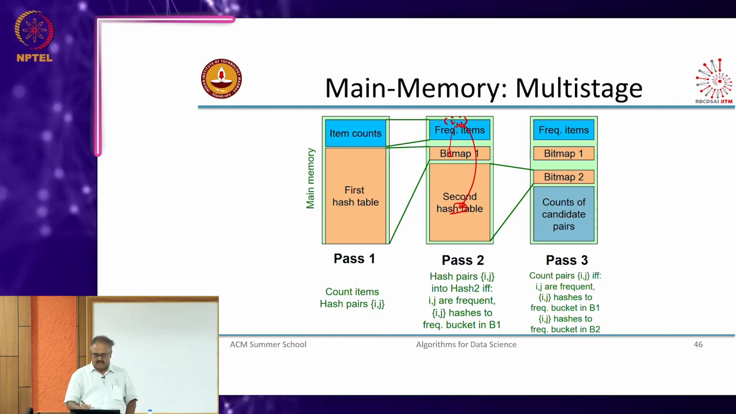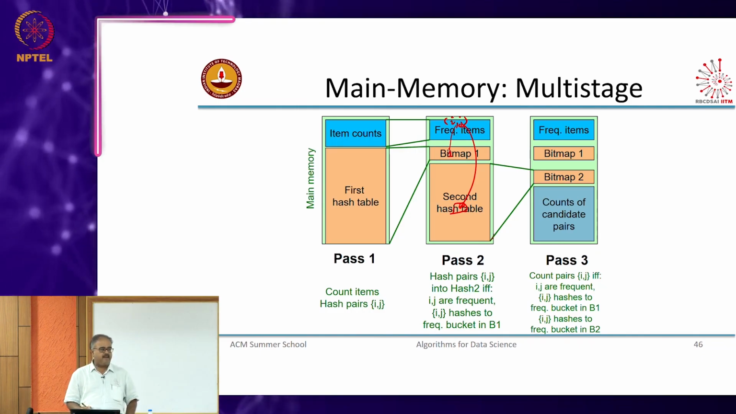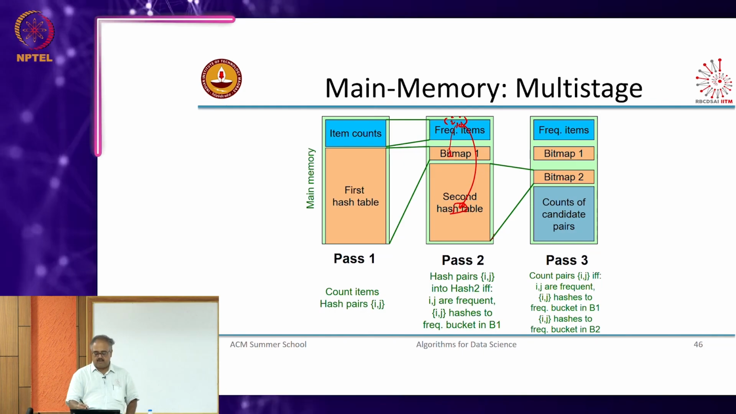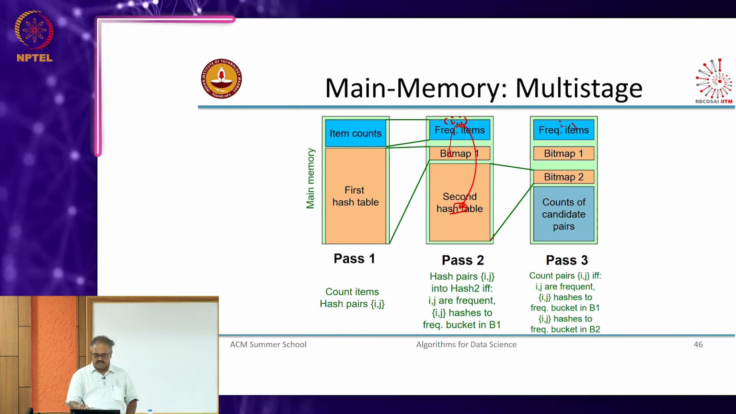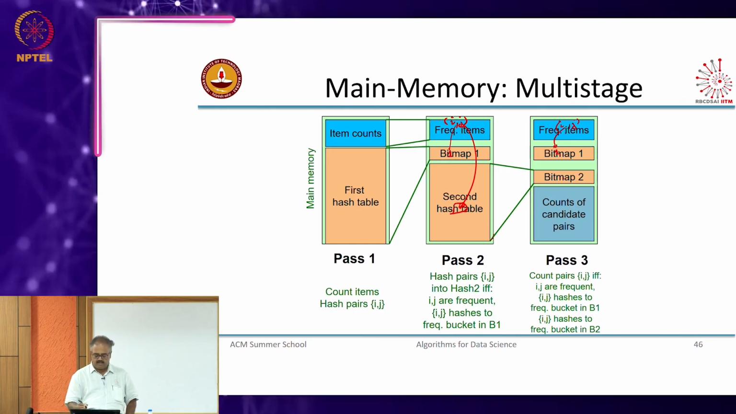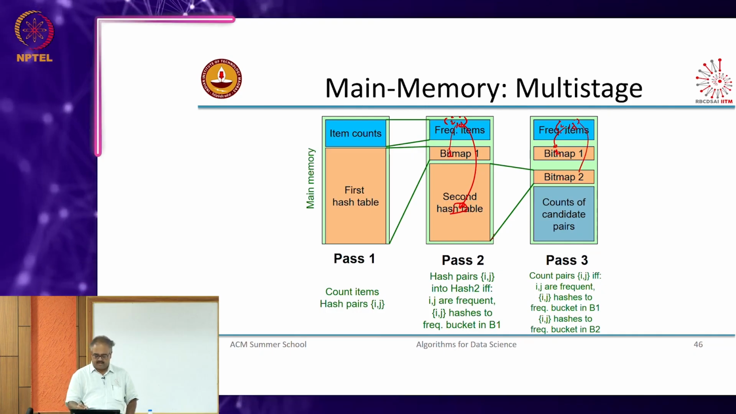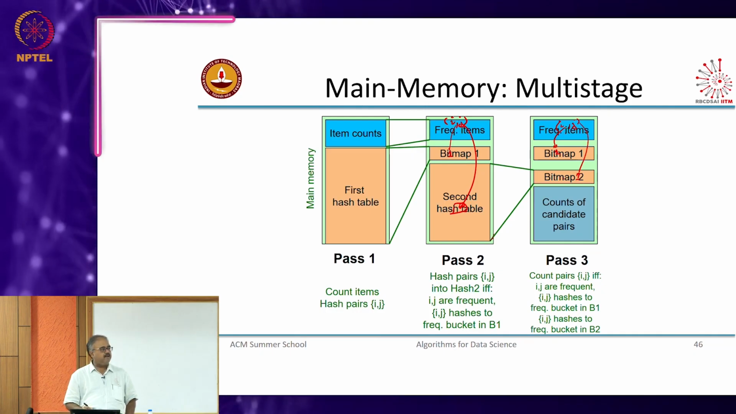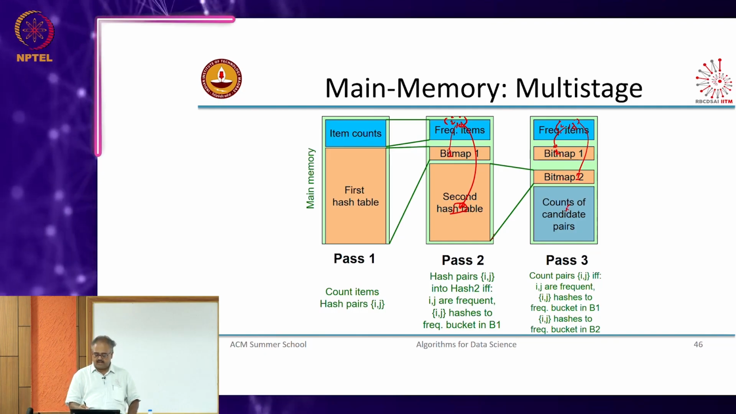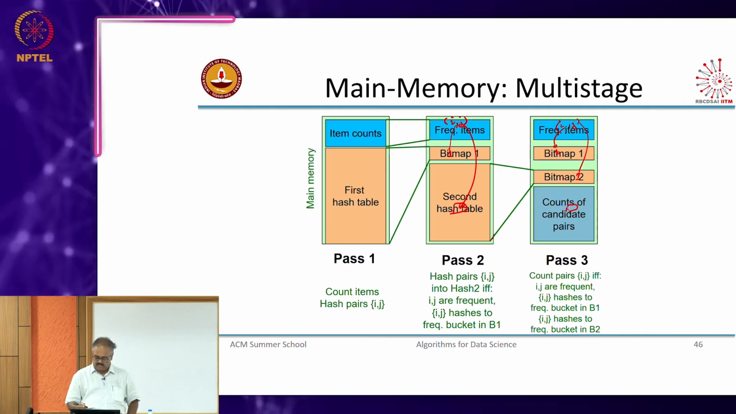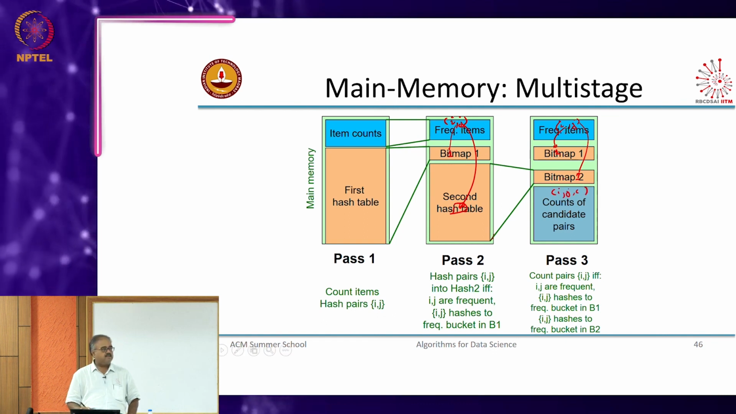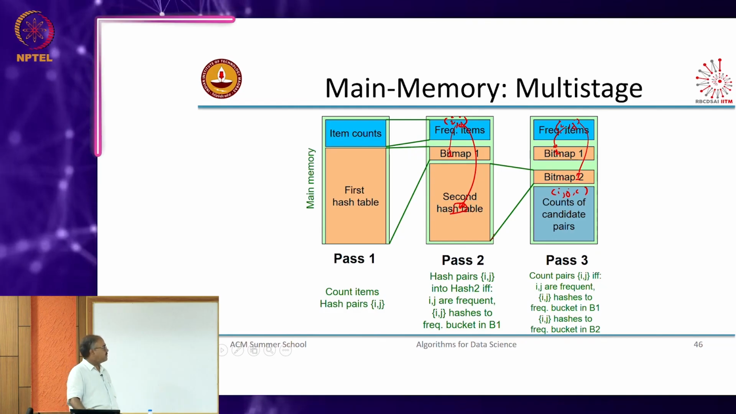Then in pass 3, I go back and condense this into a second bitmap, right. Again I have the same frequent items table that has come here. Now I will pick a pair ij from two frequent items here, check if it hashes to a frequent bin here, check if it hashes to a frequent bin here, I check both, and if all three conditions are true, then I actually count that. So I will basically have a count of ij. That entry will go into my actual count table. Okay.